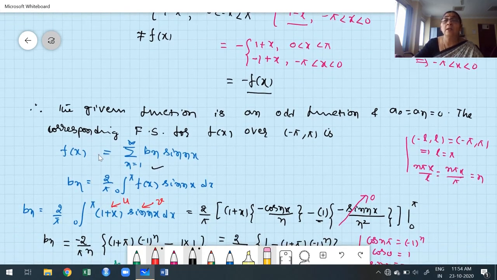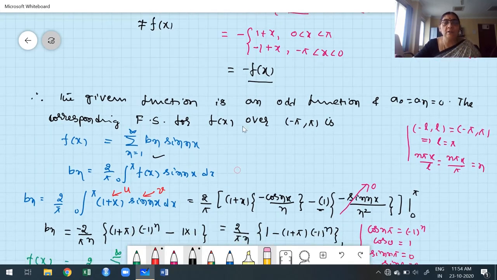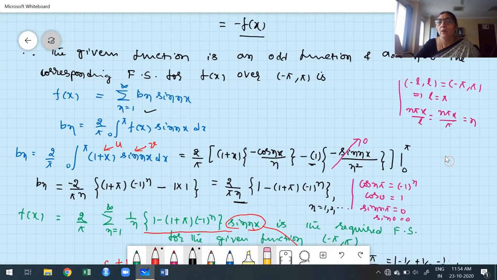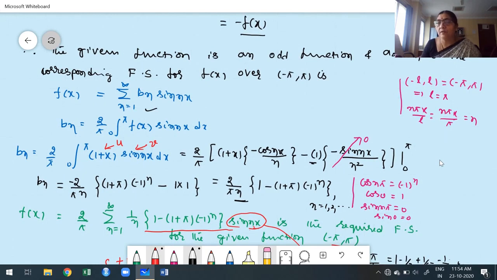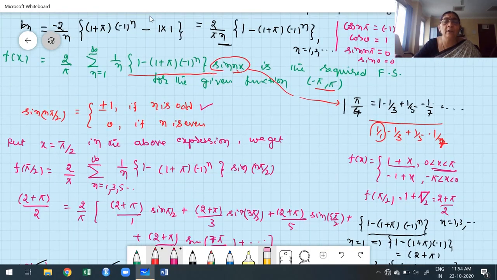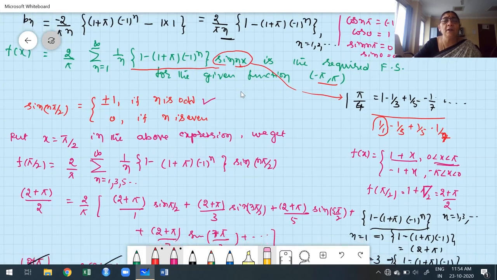Confidently, I can write a naught and a n are 0, and the corresponding Fourier series is based on Bn only. Simultaneously I have to find out the value of sin n pi x by L. Here, once you put the value, pi pi cancel, and we get nx. Now I have to substitute carefully. I have to evaluate using Bernoulli's rule, applying the upper and lower limit. This is our required Fourier series.